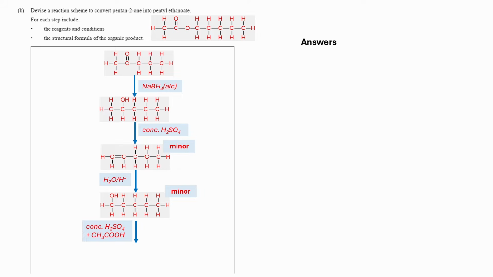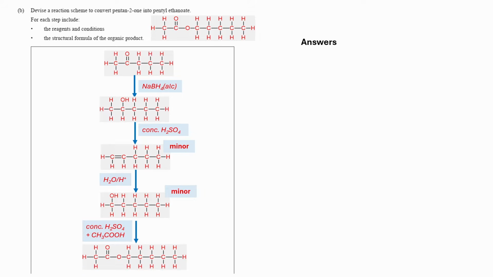Now, if you didn't write that, you could have just written CH3COCl, ethanoyl chloride. That would have worked as well. That still would have produced an ester, and then you would have produced an HCl instead of a water. And here's our final product.